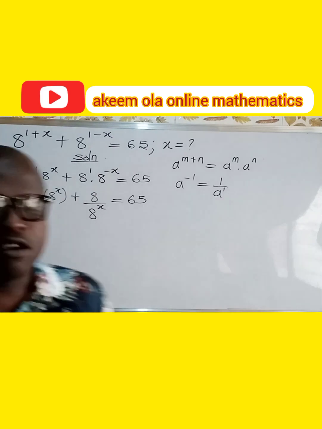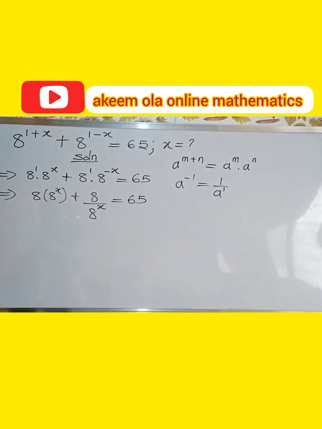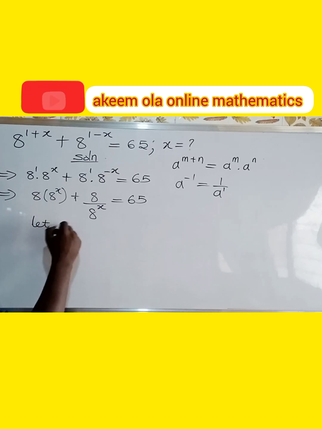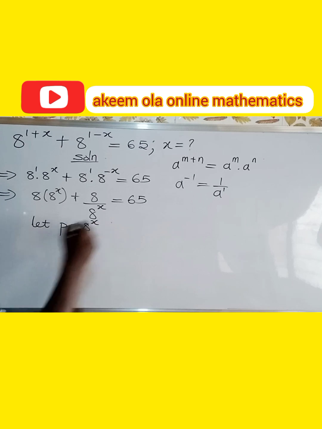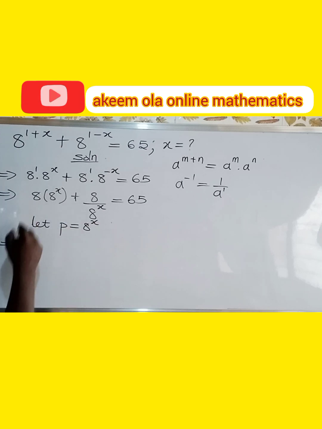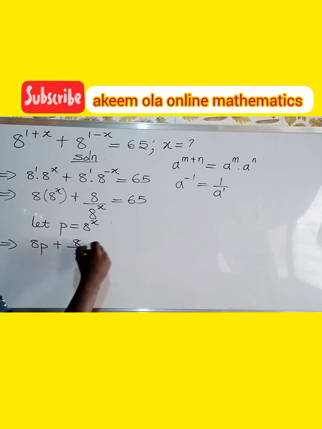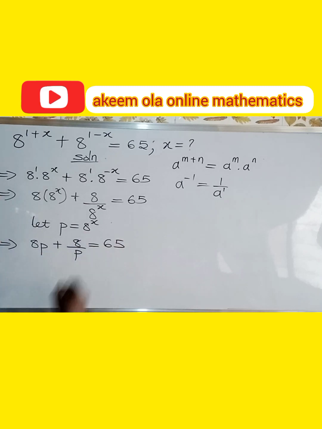What will I do next? 8^x is common to both terms. I can write let p be equal to 8 raised to power x. So anywhere I see 8 raised to power x, I will represent it with p. That means here we have 8p plus 8 all over p. Everything is now equal to 65.